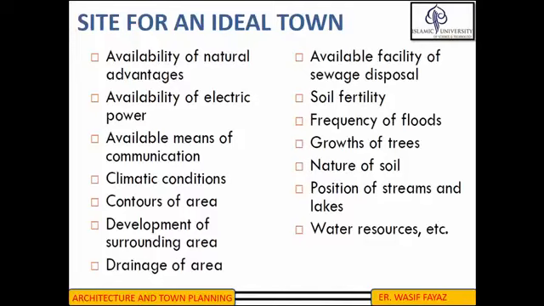it will result in waterlogging, which will in turn result in various other problems. There should be availability of facility for sewage disposal, the fertility of the soil should be conducive for growth of plants. Floods, which are natural phenomena, should not occur frequently. There should be growth of trees in the surroundings. The nature of soil should be conducive for growth of plants and trees. The positions of the streams and lakes have to be considered for the site of a town.